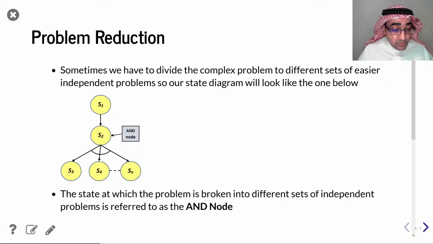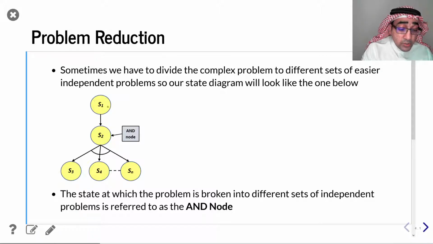Before we go to the integration problem, let's talk about problem reduction. In the problem reduction, sometimes we have to divide the complex problem into sets of problems that we have to solve. When we solve all of them, we can find the solution of the problem that we have. So for example, you might have a problem where you are in a state of S1 and you reduce it to a state of S2. Now when you try to reduce it from the state of S2, you get to three different problems that you have to solve. If you solve all three problems, you can actually solve S2.